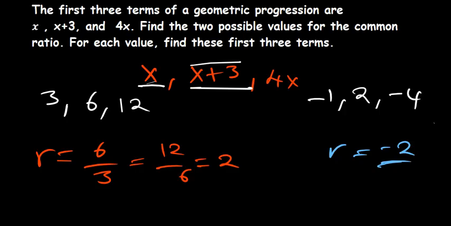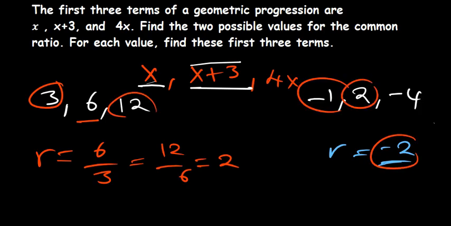And you can actually observe it. If you multiply 3 by 2, you get 6. 6 times 2 is 12. Negative 1 times negative 2 is positive 2, and then we get negative 4 again. So that's it for this question.